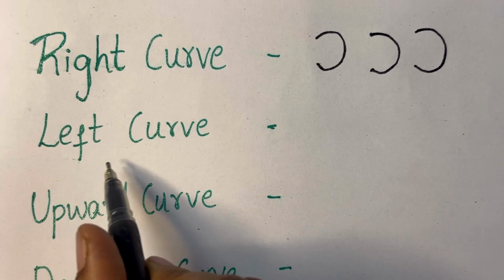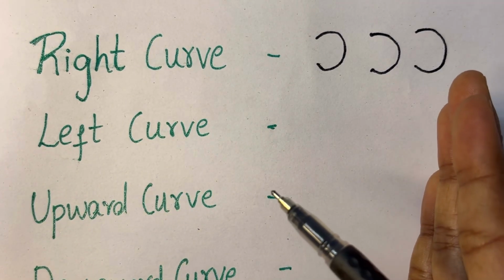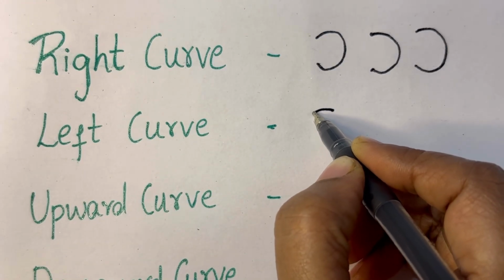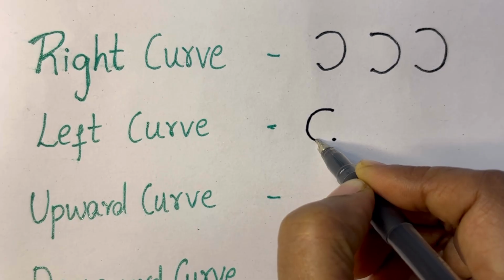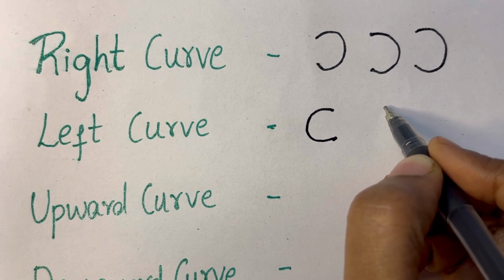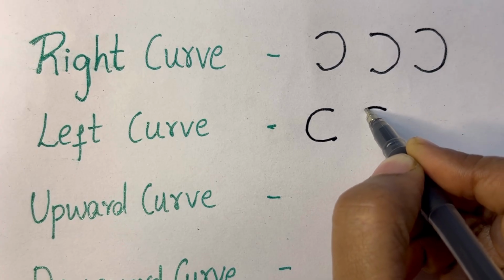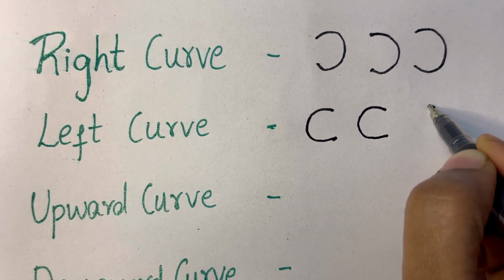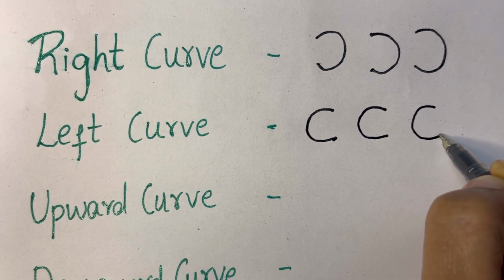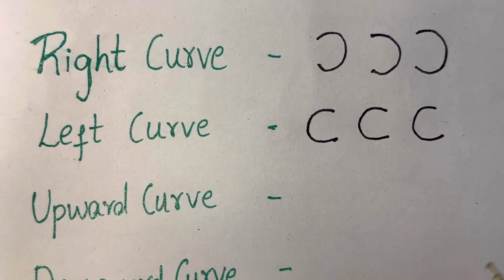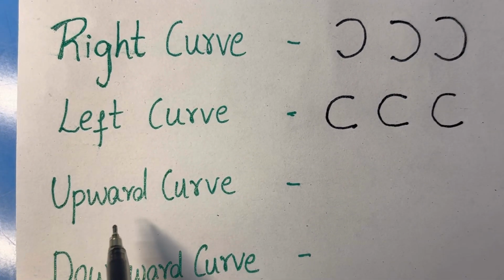Now let's shift to left curve. Which is the left side? This side. Let's trace. Draw a curve from top to bottom, slightly bending towards its left. Done. Again, tracing a curve, slightly bending towards its left. Good. One more time. Yes, you're learning very quickly. I love it. Let's move on to next curve pattern, that is upward curve.